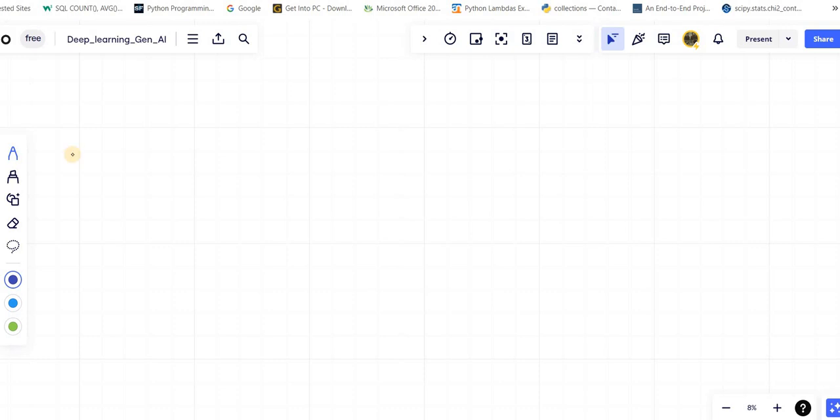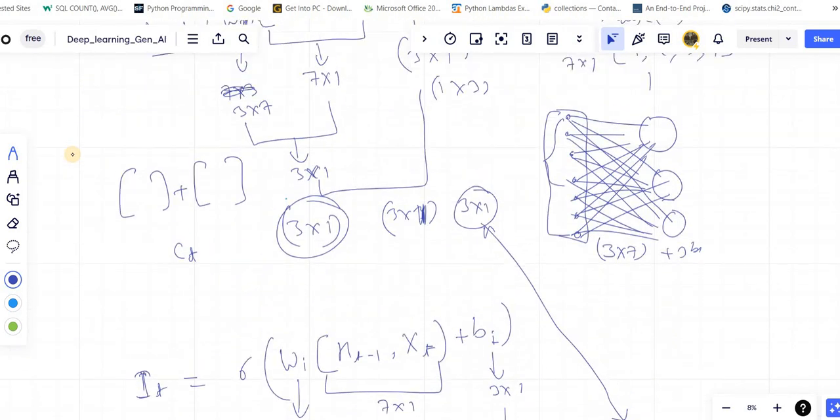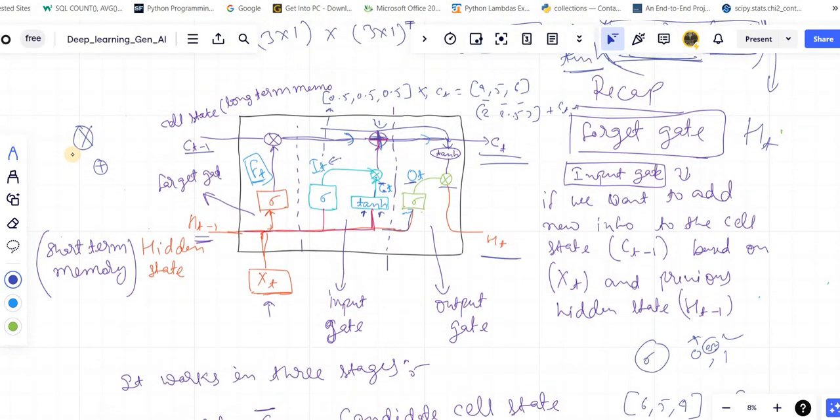Okay. If you see this sigmoid, the value lies from 0 to 1. This is the minimum value, this is the maximum value. But in tanh, it goes from -1 to 1. This is the minimum and the maximum value. So here they have used tanh and got the result, and here tanh and got the result.